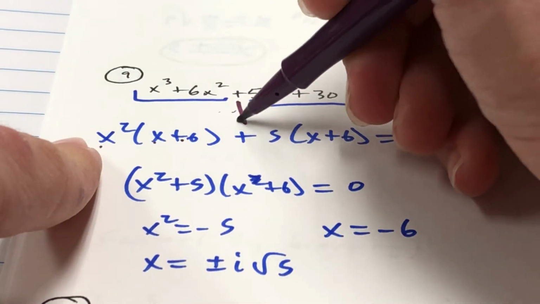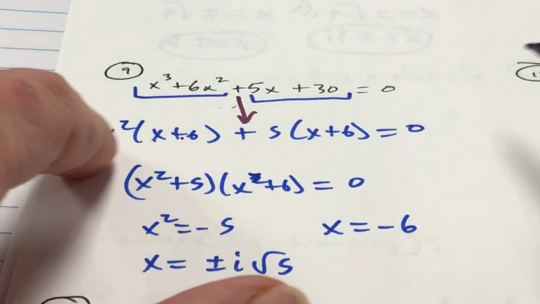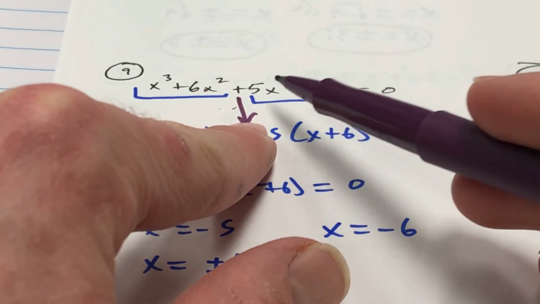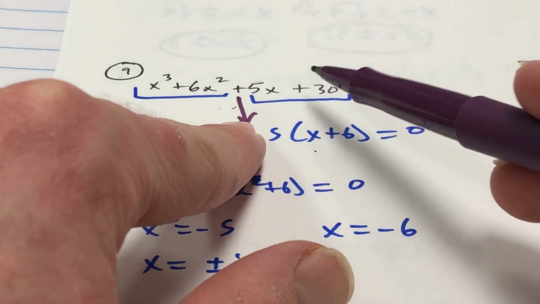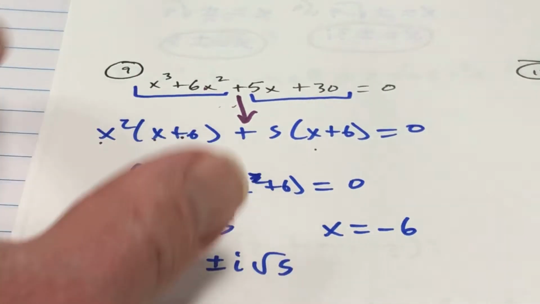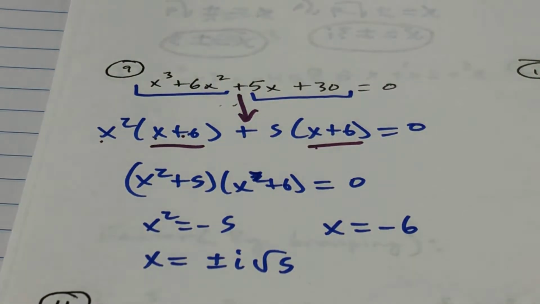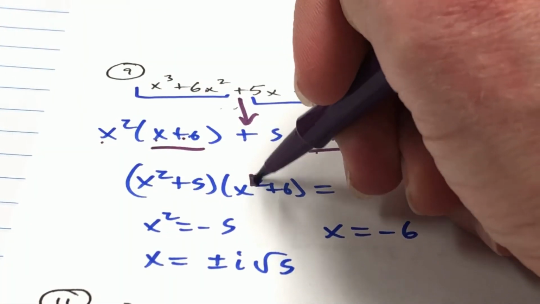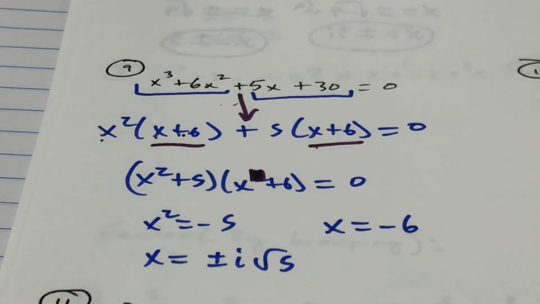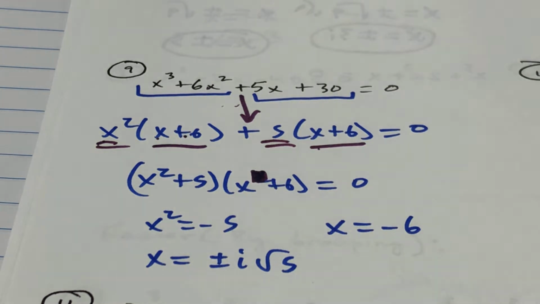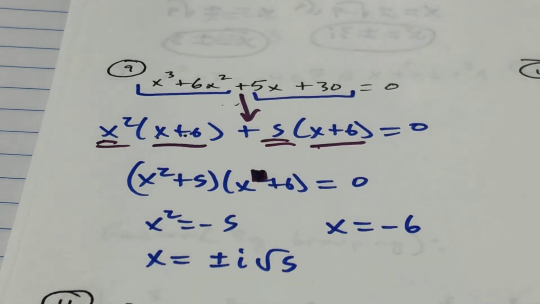Always bring down the sign in the middle, so it's a plus. These 2 terms are multiples of 5, so take the 5 out. 5x divided by 5 is x, plus 30 divided by 5 is 6. Notice you have x plus 6 twice, so put that together in a single parentheses right there. And then these guys get grouped together, x squared plus 5. All right, so x squared plus 5 times x plus 6 is 0.